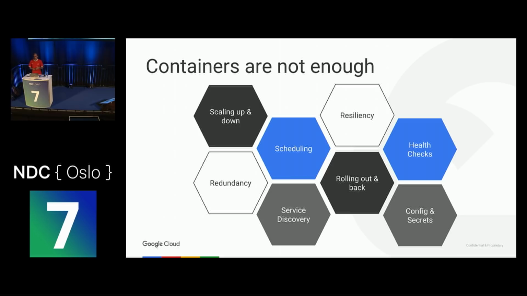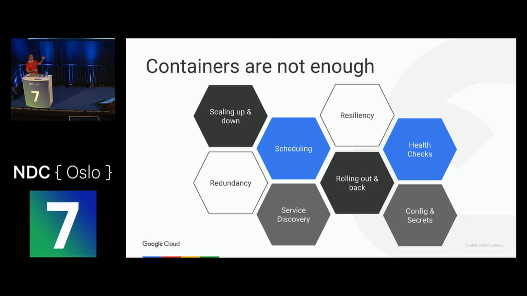You need to think about rolling out new versions of your application. So let's say you have version 1 of your application, and you want to roll out version 2. You need to do that one by one with containers and make sure that they update consistently. And if something goes wrong, you want to be able to roll back to a previous version.